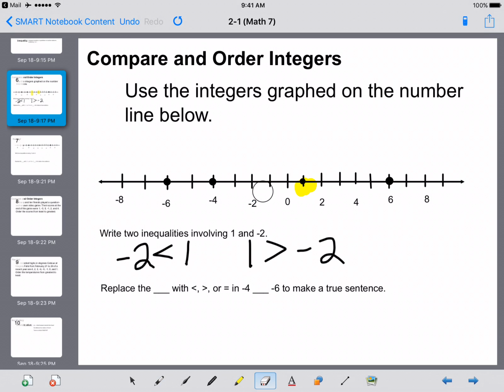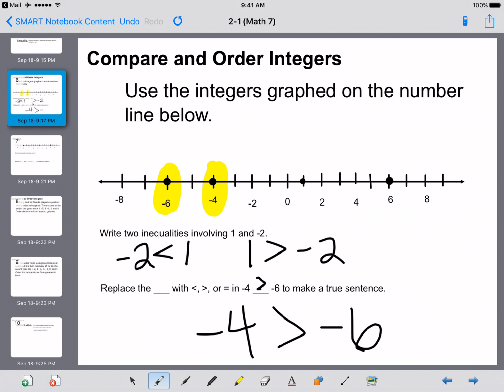Now we want to replace the blank with less than, greater than, or equals in -4 and -6. We've got -4 here and -6 here. Our -6 is further left, so it means it's smaller. So -4 is greater than -6. And I'll write that bigger so it looks nicer there for you. I'd rather owe somebody $4 than owe somebody $6.